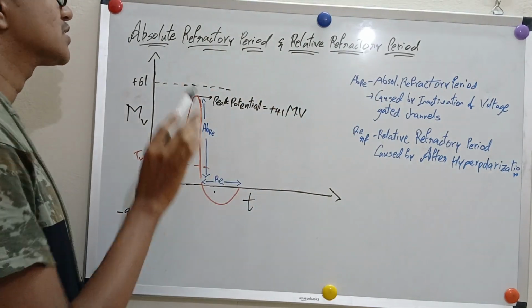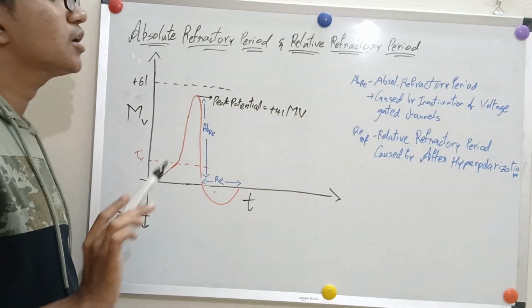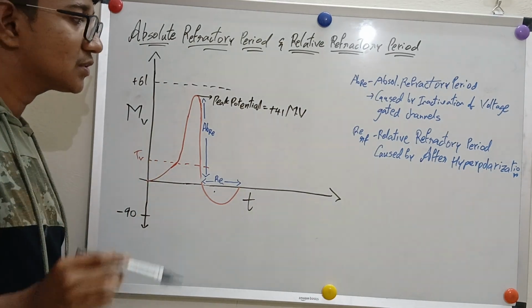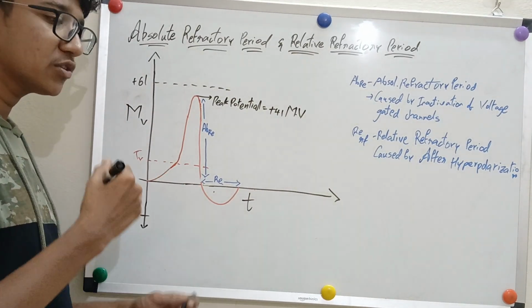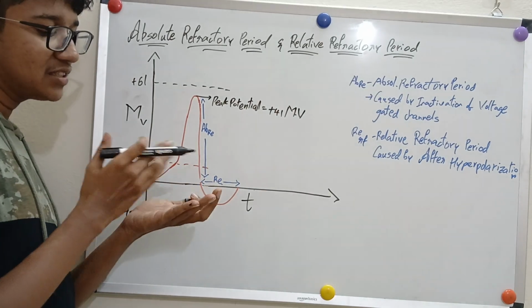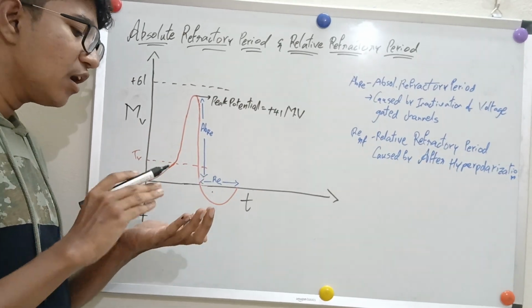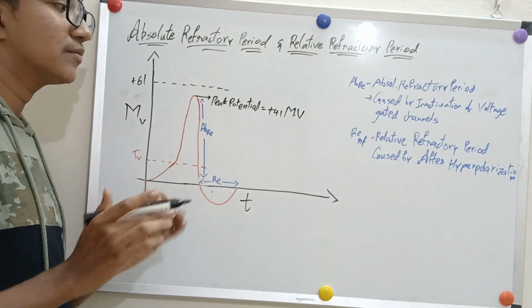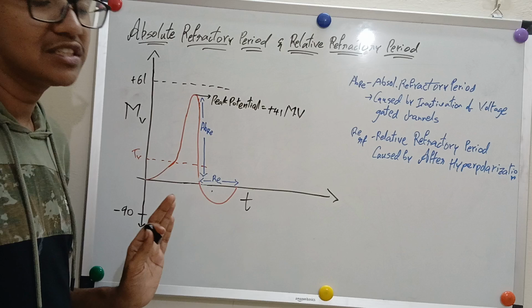When are these time periods? Absolute refractory period is from peak potential to resting membrane potential. Why is it called that? We know at the peak potential level all the voltage gated sodium ion channels start closing. That is, they shift their state from activated to inactivated. So from here all the sodium ion channels will be in inactivated state.